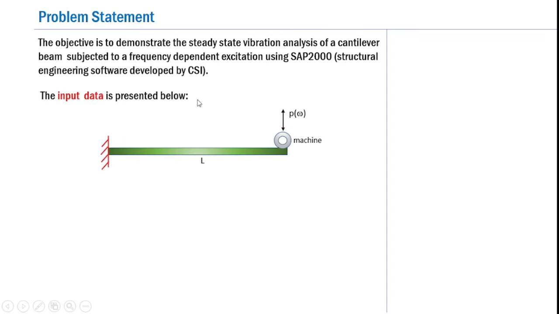So the input data is presented here. As you can see, here is a cantilever beam of span L, and that supports a machine at its free end. The machine is subjected to a frequency-dependent unbalanced force excitation.